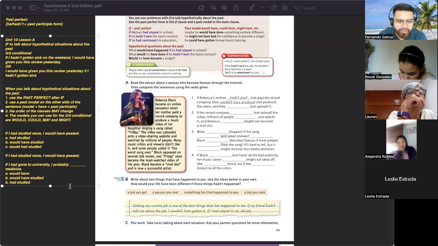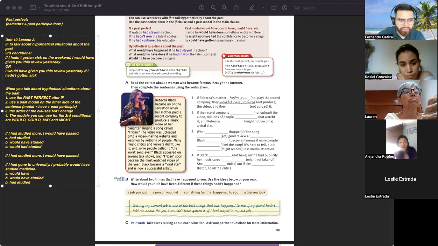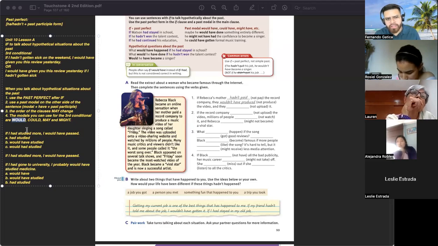What is the correct answer here? Would have studied. Very good. If I had gone to university, I probably would have studied medicine. Okay? Because after if, you have the past perfect, and on the other side of the sentence, you have the past modal. Would have studied. Remember, the modal would is used 90% of the time in the third conditional. Okay, 90% of the time. Yes, you can use could, you can use may and might, but would is the most common by a lot.